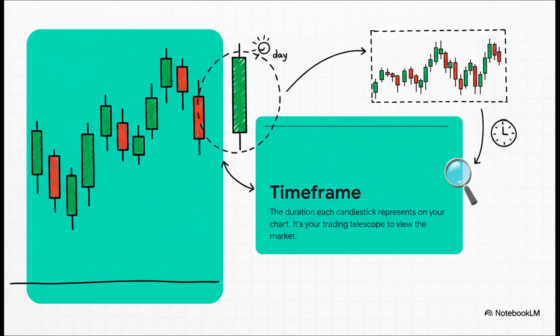So what exactly is a time frame? It's actually super simple. It's just the amount of time that each one of those little candlesticks on your chart represents. But here's the crazy part. A daily chart shows you one single candle for an entire day. But a 1-minute chart? That shows you over 1,400 candles every single day. Which one do you think is going to be filled with more noise?